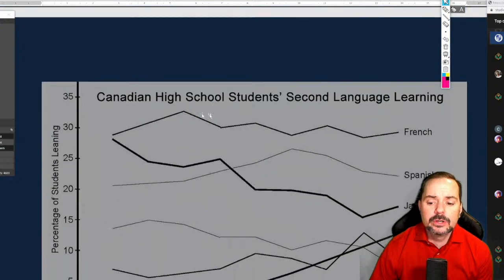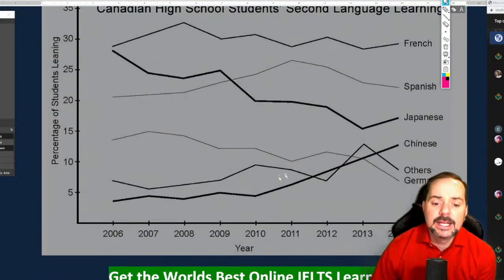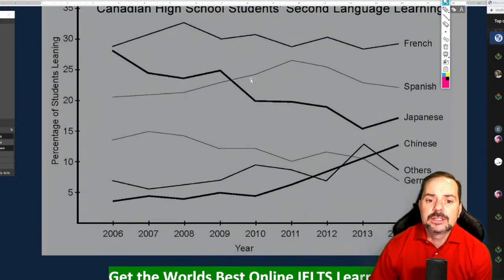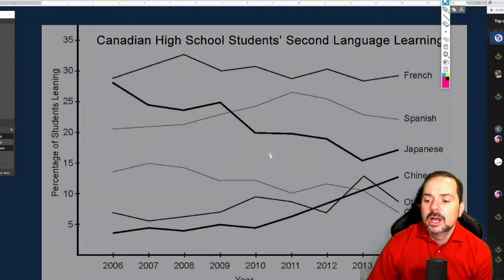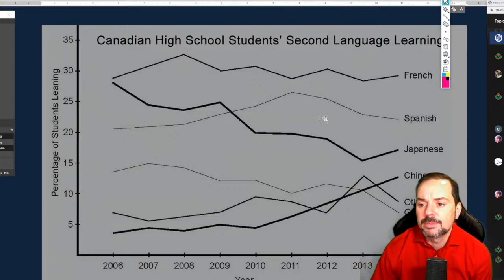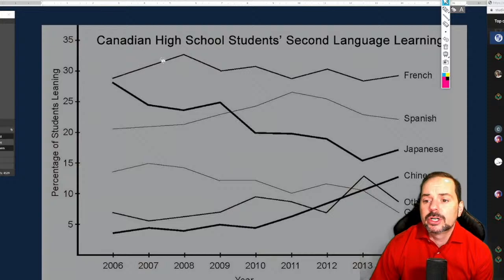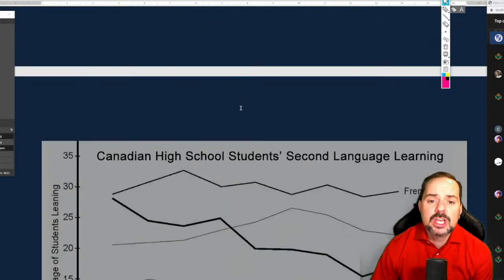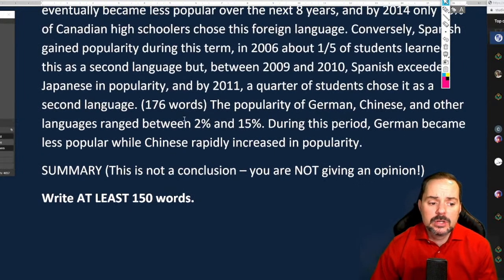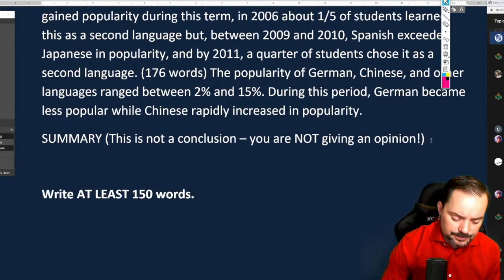So something that we can learn from the graph. When we're looking at these data points, we should be able to learn something interesting. What we basically learn is that while French remains the most popular second language, other languages among Canadian students change in popularity, and that's all I would summarize.